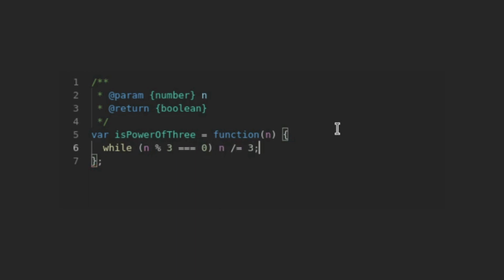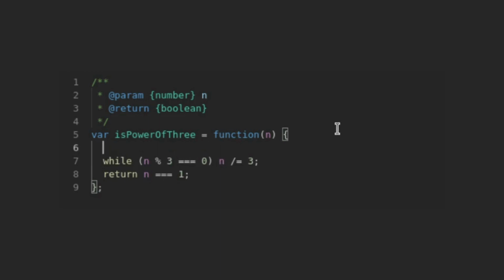Once the loop ends, either we have reached the number 1, or there is a remainder. We're just going to return n equals 1. If it is true, then it's a power of 3 number. One more thing we have to check for is zeros and negative numbers. So basically, if you have anything that is below 1, you have to automatically return false. So this is the first solution that we can use for this problem.